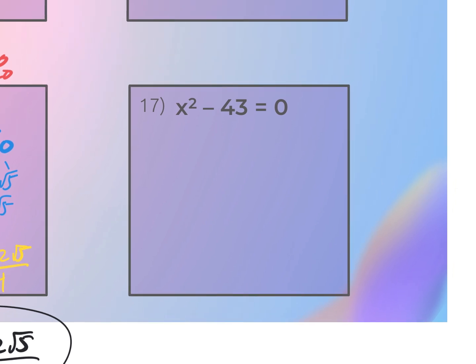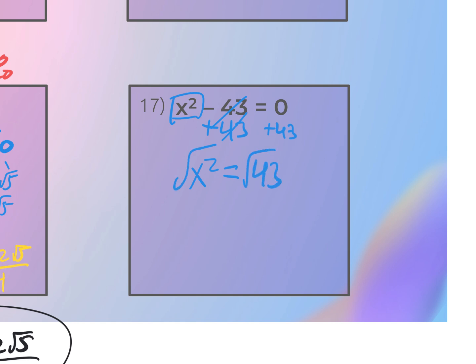All right, so now let's try number 17. All right, last one on this page. All right, immediately let's add 43 on both sides because we want the x squared by itself, right? In this case, when we don't see an x with the x squared, we want to get the x squared by itself and then solve by square rooting. All right, so then doing this gets us x squared equals 0 plus 43, we get 43.